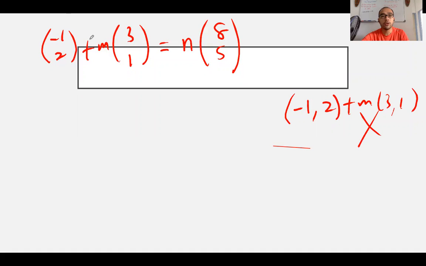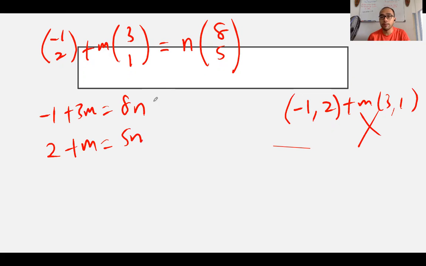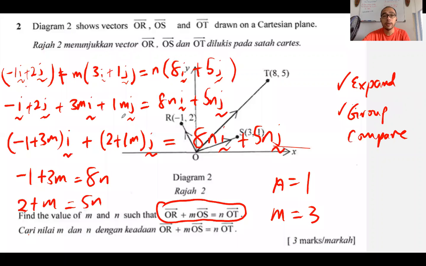So, this I won't accept. Okay, so if you want to do, you should do it like this. Then after that you buat macam biasalah. So negative 1 plus 3m equals to 8n. Okay, so ini lebih senang lihat. So kau nampak sudah apa? On top is on top, at the bottom is at the bottom. Okay, 2 plus m equals to 5n. Terus kau nampak begitu. You either do it this way, the matrix way, which is easier, or I and J.